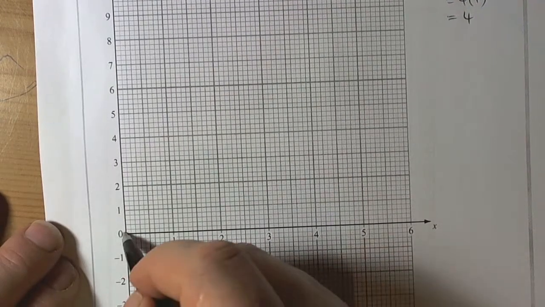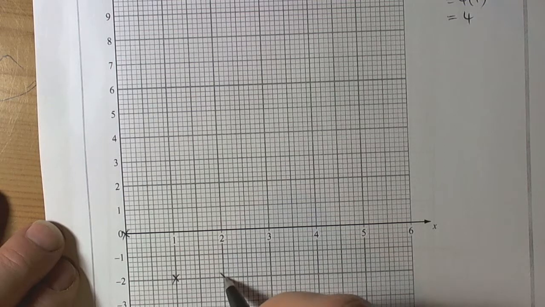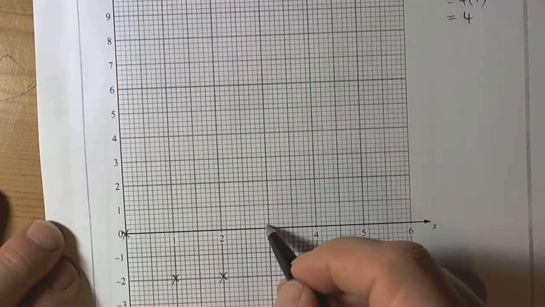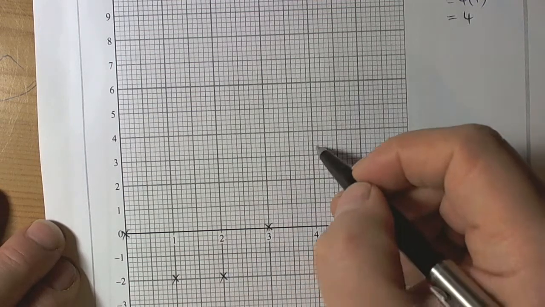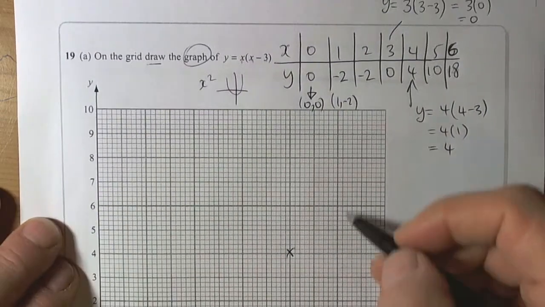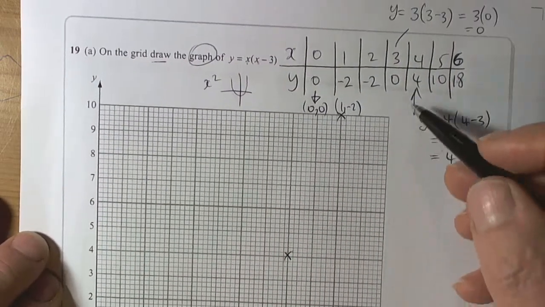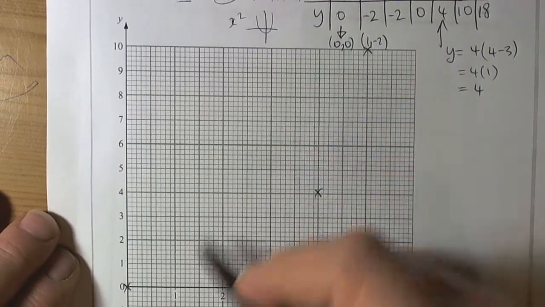So 0, 0, 1, negative 2, 2, negative 2, 3, 0, 4, 4, 5, 10, and of course we can't plot the other one because we haven't got enough on our scale, but we've got enough points to see the shape.